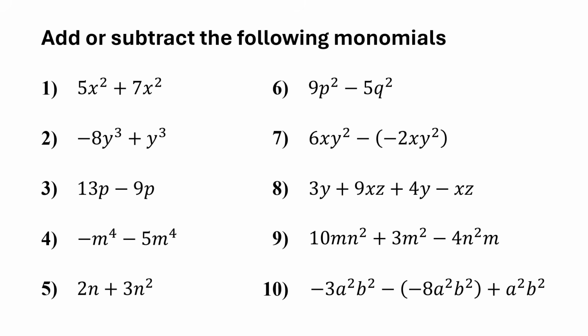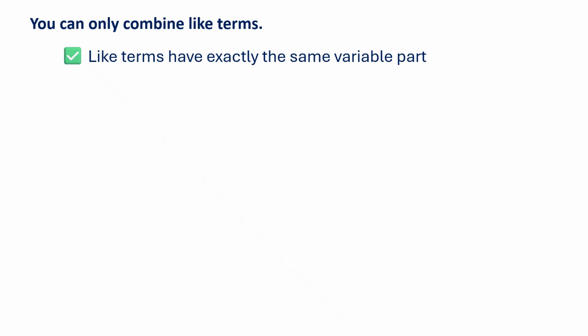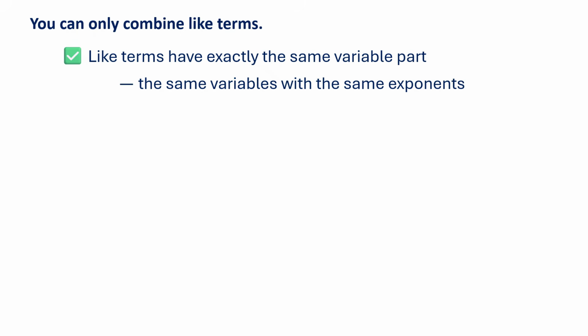In this lesson, you will learn how to add and subtract monomials by combining like terms. The process is simple, but it all comes down to one important rule. You can only combine like terms. So what are like terms? Like terms have exactly the same variable part. That means the same variables with the same exponents.